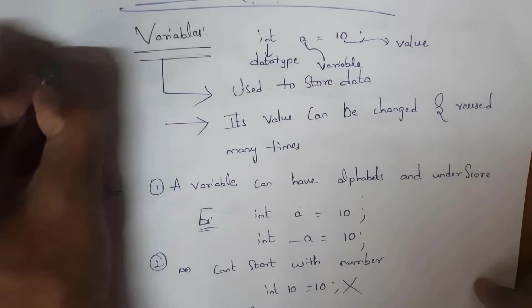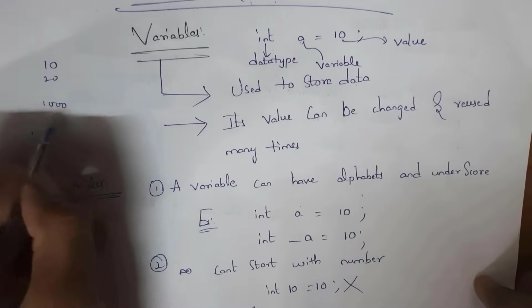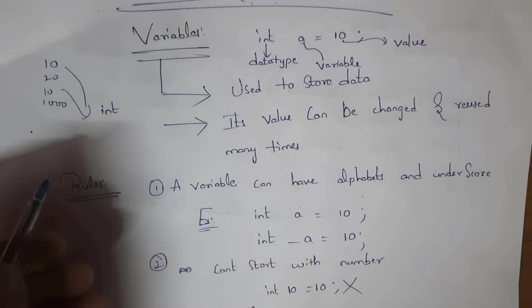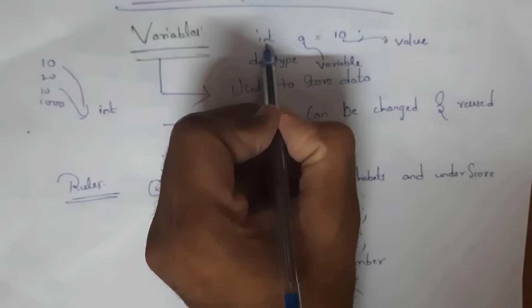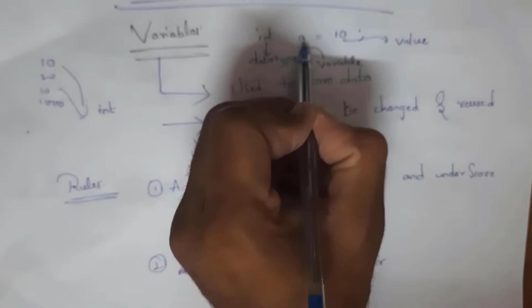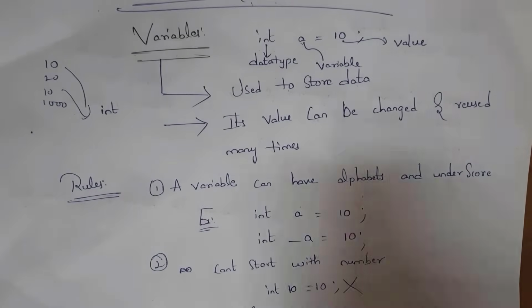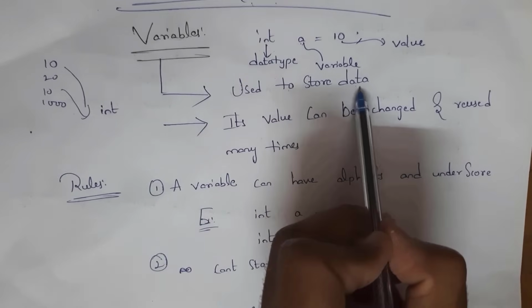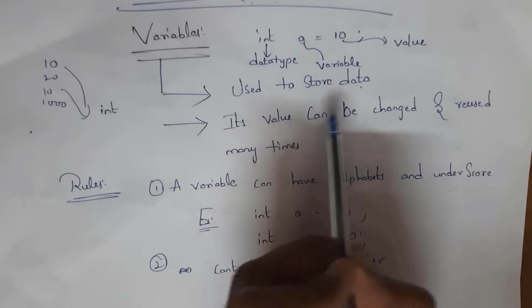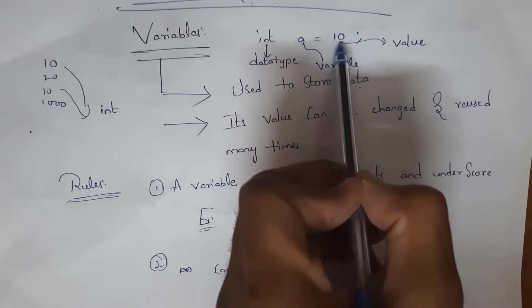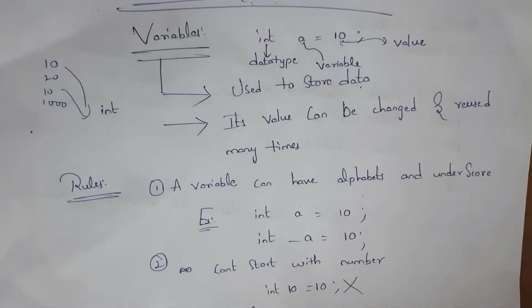This 10 is a value. 10, 20, 100, all these are integer types. So we use data type int. So for integer values we need to use data type int. So here I am using data type int and I took the variable name as a, and this variable a will store value 10. This is the use of variable. A variable is used to store data, or you can also say value. Its value can be changed and reused many times. We can also change this value and we can also use this value multiple number of times.